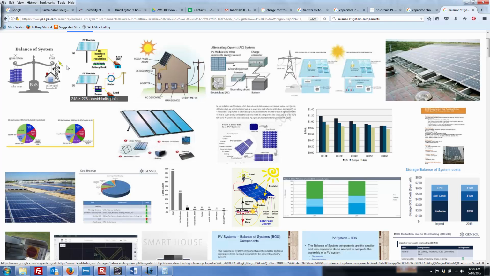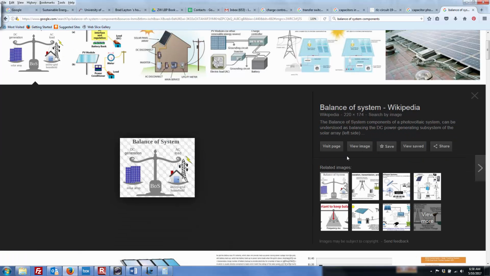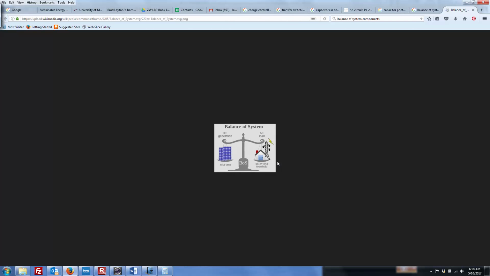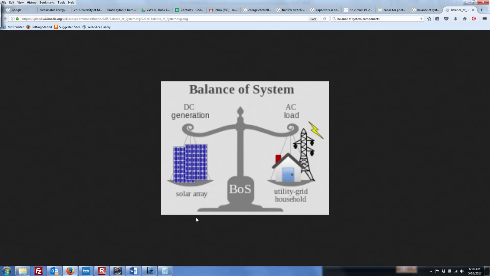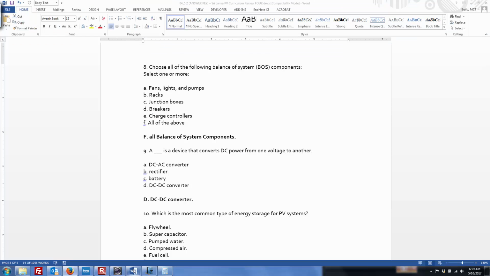You can also sort of look at this as kind of an interesting little shot. This is just showing that the DC generation, how much DC you have in your solar array, needs to be comparable to whatever your typical AC load is. So they're just showing the balance of system, that all of the energy generated from the PV array equals what is consumed. Okay, so that's the way to think about the balance of system.